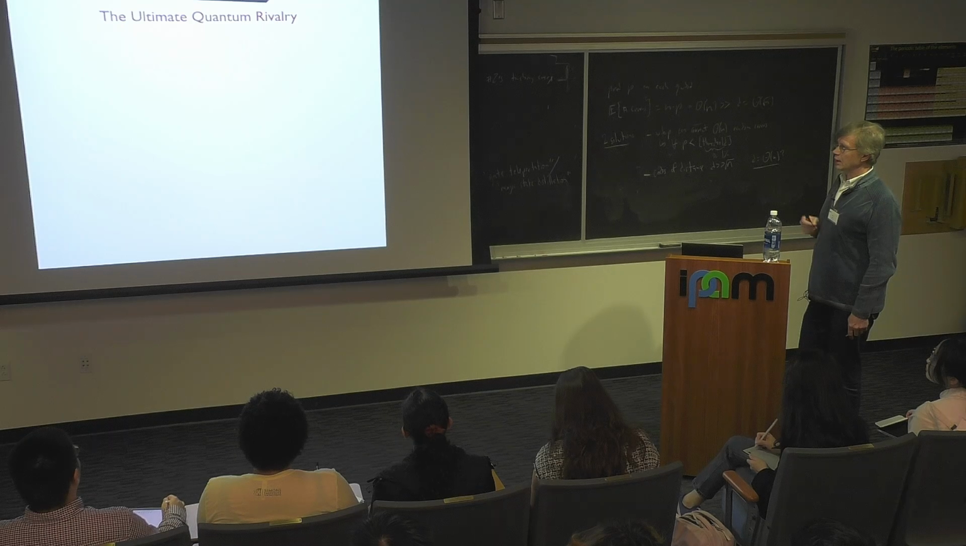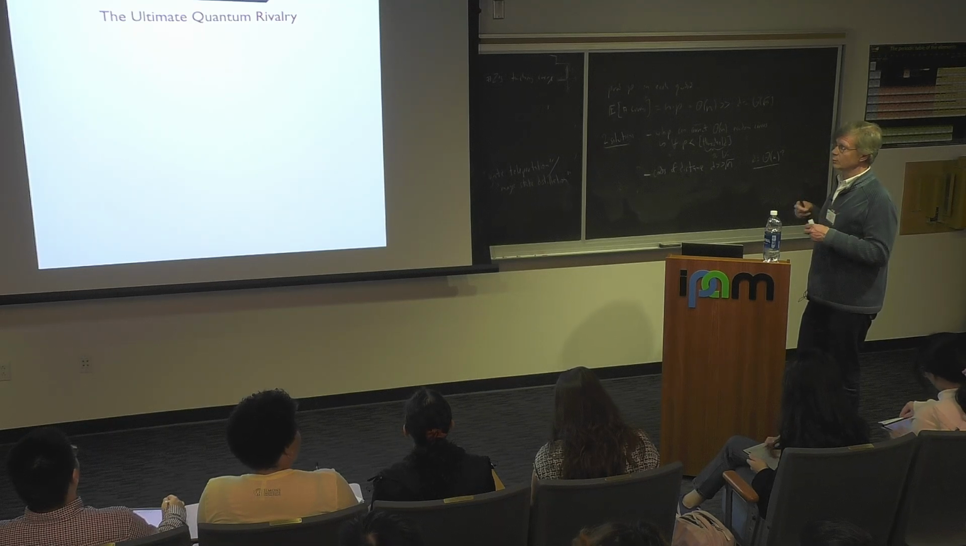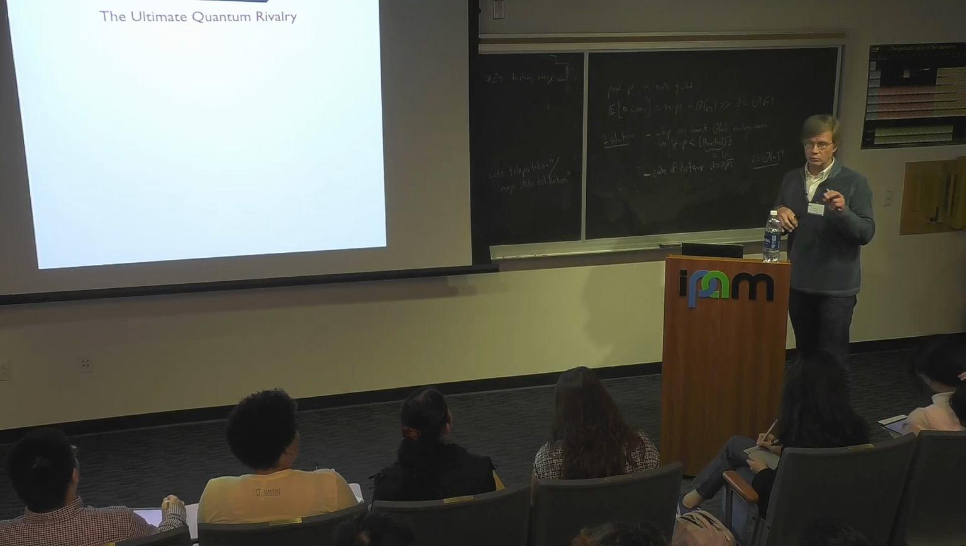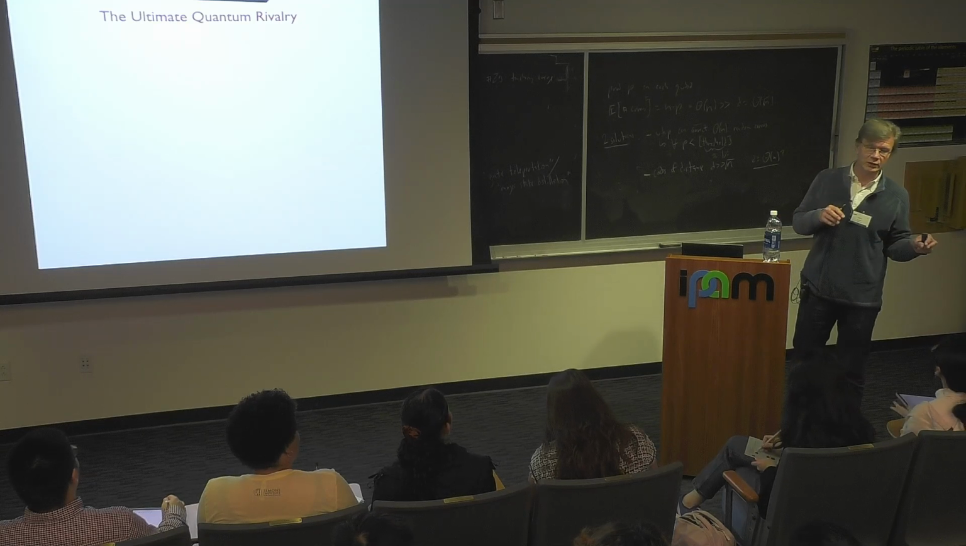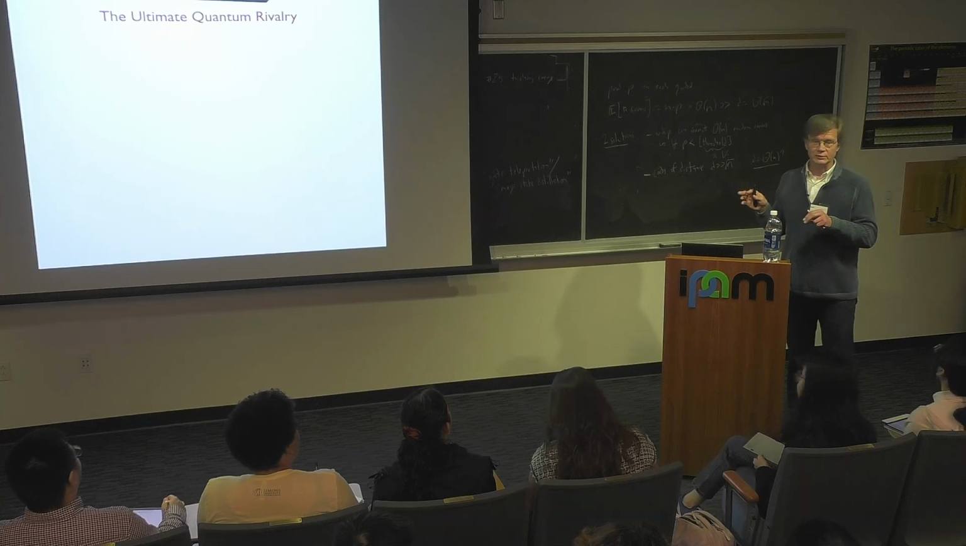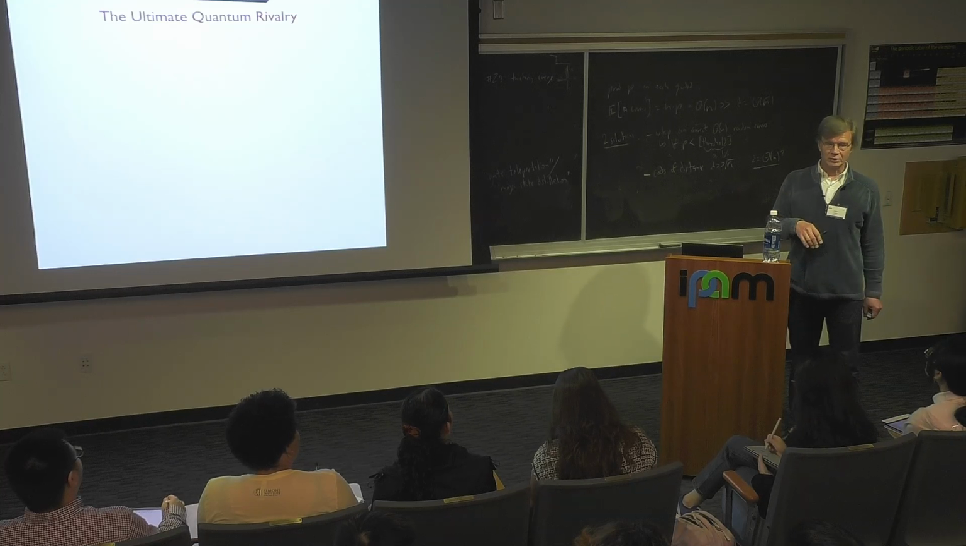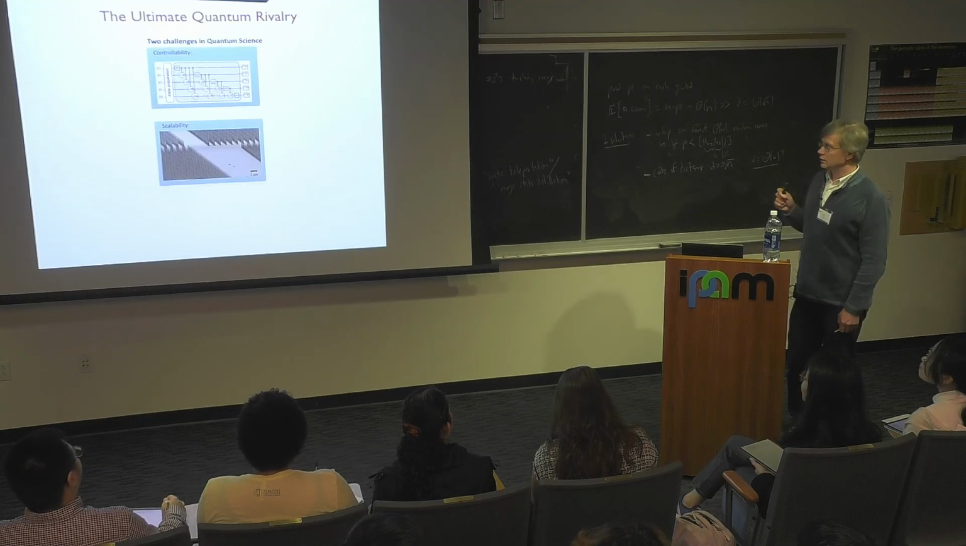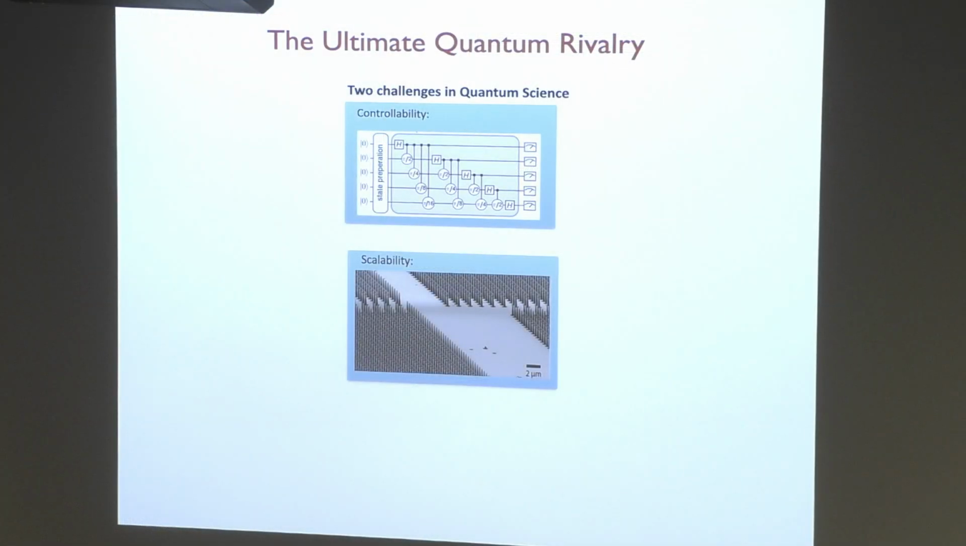And the state where the field is, sometimes I call it the ultimate quantum rivalry. You could now say, oh, what is it? It's competition between different platforms, or maybe even between different countries now. But actually, it's much more fundamental. It's a competition between two contradictory forces of nature: one is controllability, and one is scalability. These two forces are at play in many areas of human activity.